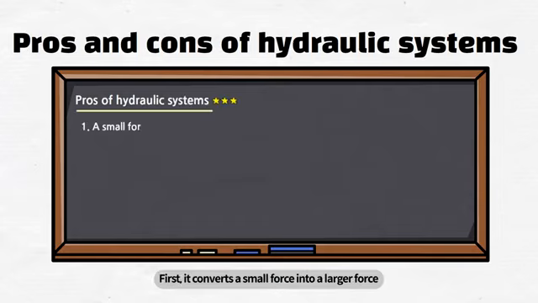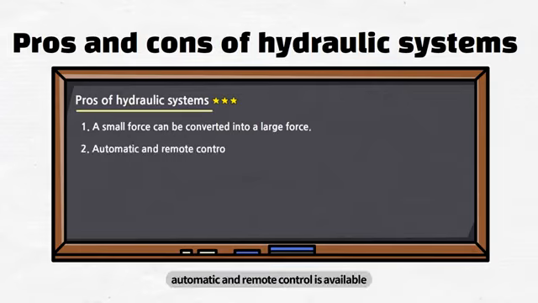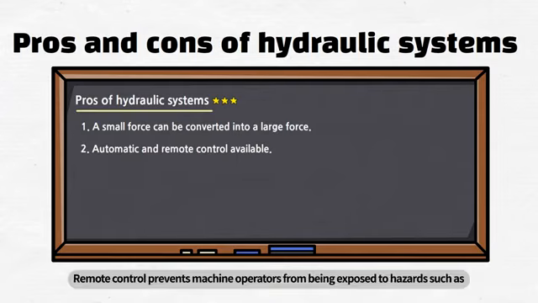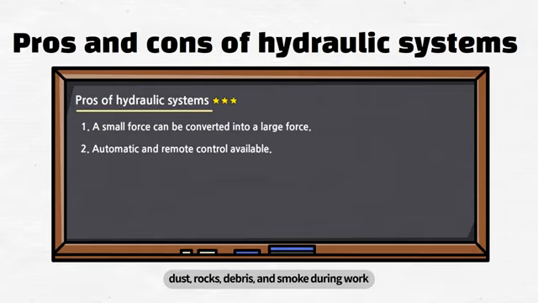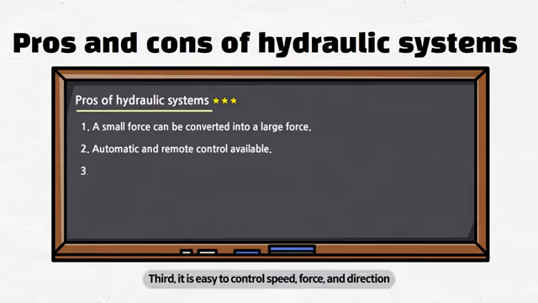First, it converts a small force into a larger force. Second, automatic and remote control is available. Remote control prevents machine operators from being exposed to hazards such as dust, rocks, debris, and smoke during work. Third, it is easy to control speed, force, and direction.